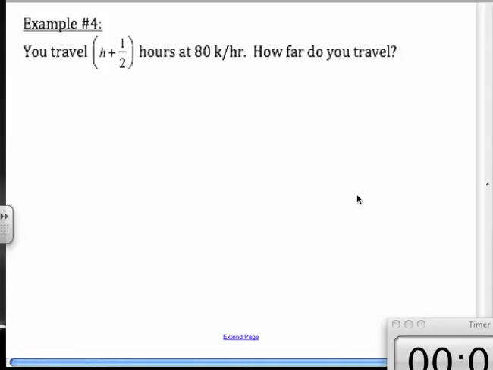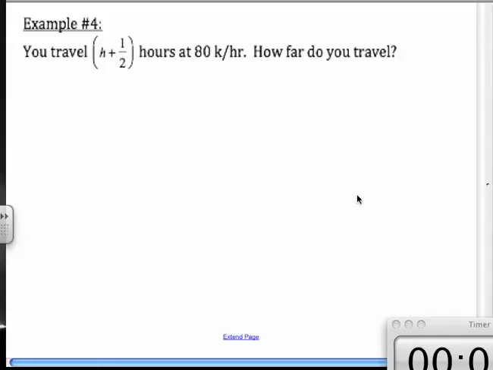Okay. Now, guys, example number 4 says you travel h plus 1/2 hours at 80 kilometers an hour. How far do you travel? Oh, I see. It took me a second, but now I do see. I'm not always the fastest horse, but I'll get there, right? You travel this amount of time, h plus 1/2 hours, at 80 kilometers per hour. How far do you travel?